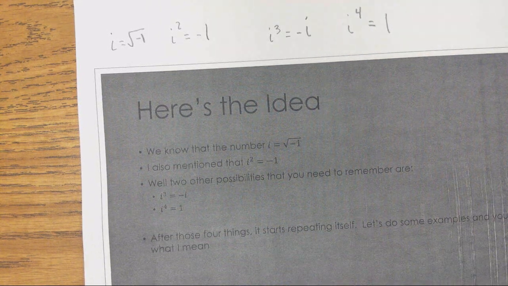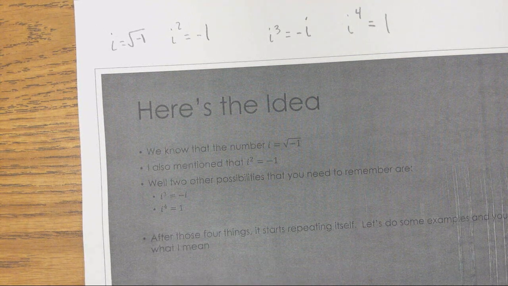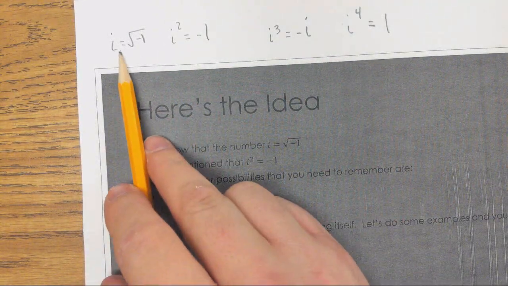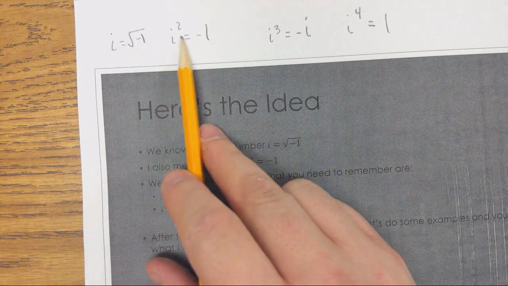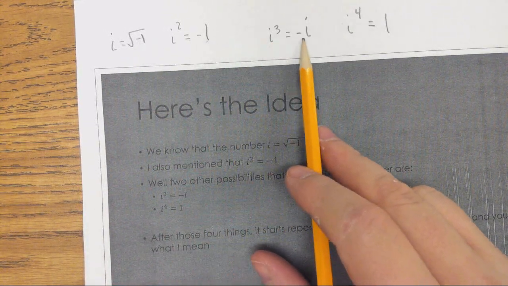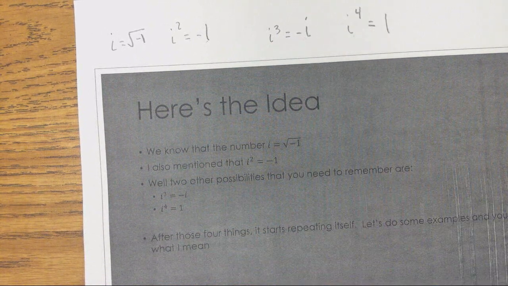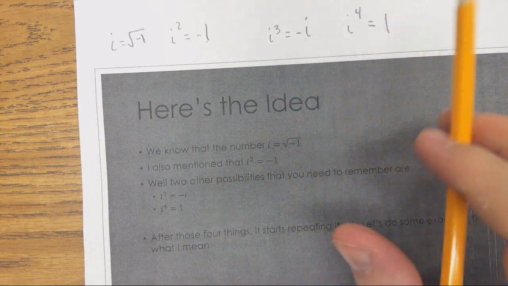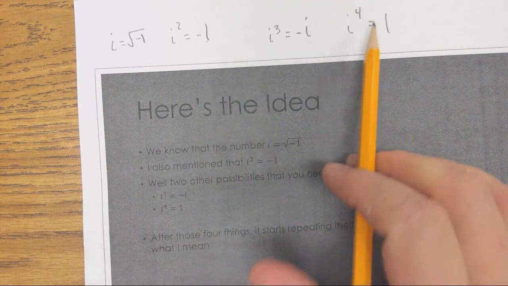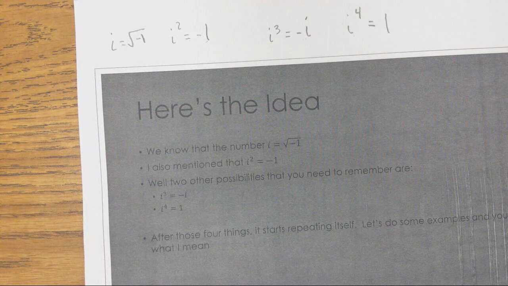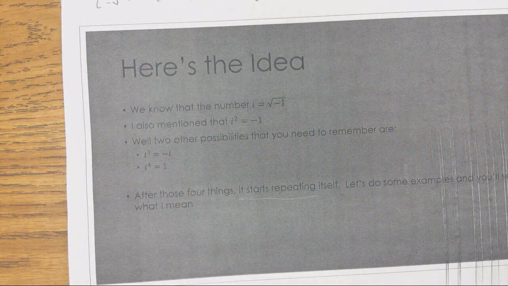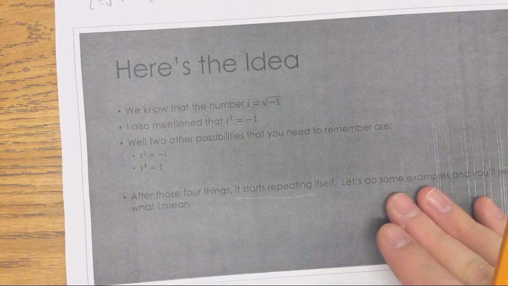Okay? Now those four things I need you to commit to memory. If you could commit these things to memory, that i is equal to the square root of -1, i squared is equal to -1, i cubed is equal to -i, and i to the fourth is equal to 1, then you'll be able to do any one of these that you need to do. Because if you know these four, everything else after that is easy because it starts repeating itself. It repeats. Okay? So let's do some examples and you'll see what I mean.